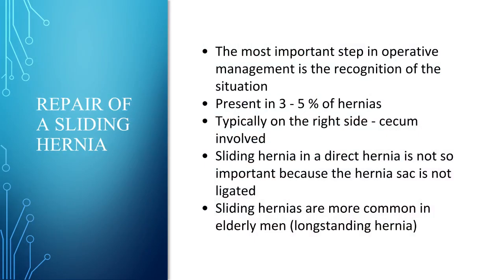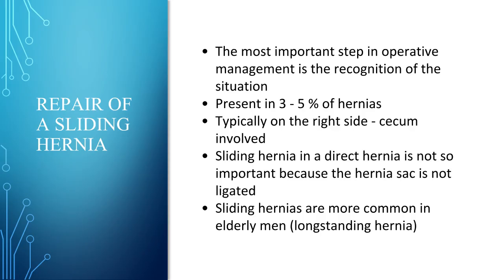The most important step concerning sliding hernia is its recognition. Sliding hernias are present in 3 to 5% of cases and are more common in elderly men with long-standing hernias. They are often an inguinoscrotal hernia, which is one reason the inexperienced operator should refer these cases. Sliding hernias are often on the right side, involving the cecum.